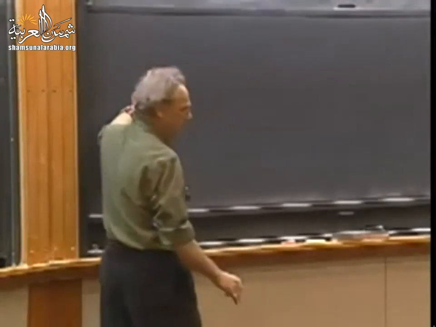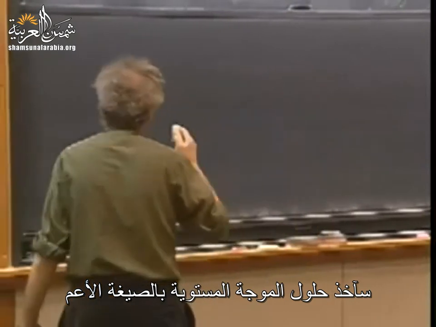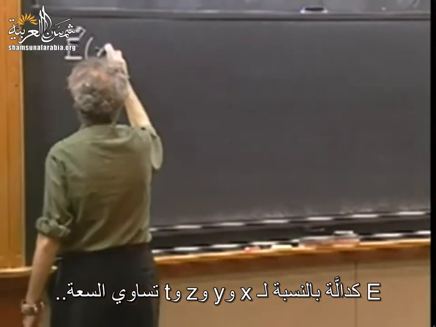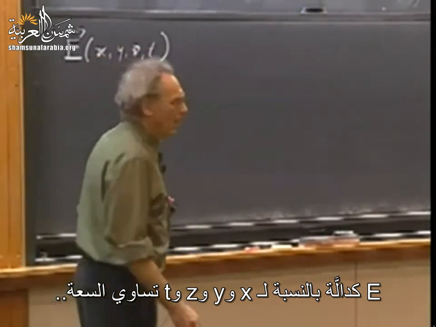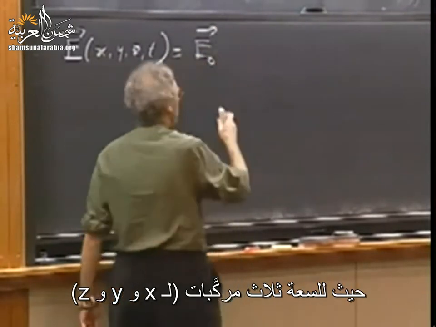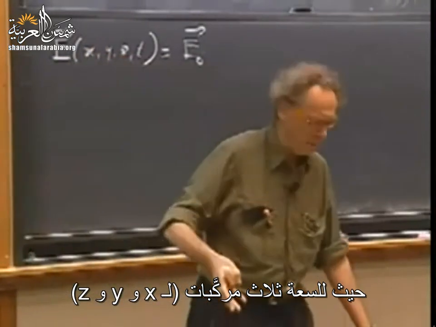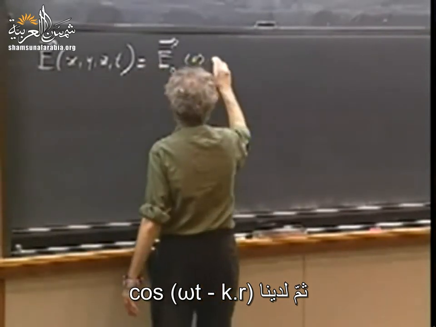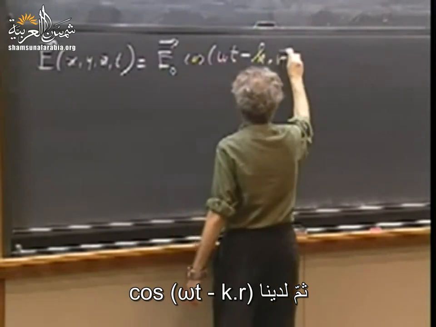Electromagnetic traveling waves, I take plane wave solutions. In its most general form, E as a function of x, y, z, and t can be written as an amplitude, but this is in three directions, so it has an x component, a y component, and a z component. And then I can write down here, say, for instance, the cosine of omega t minus k dot r.